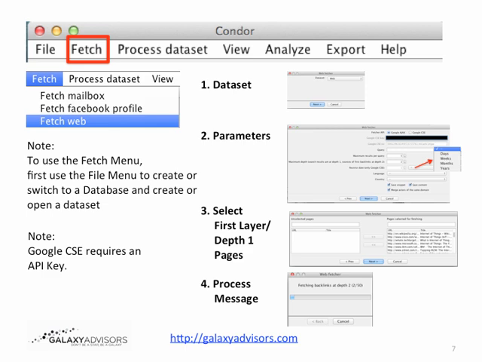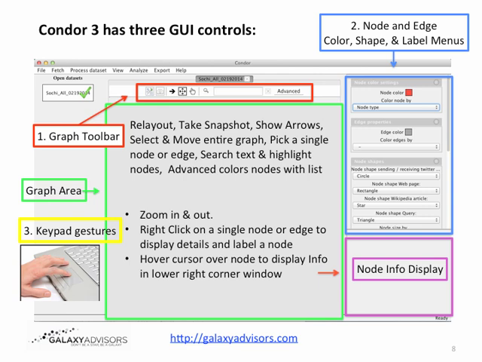Overall, it assumes that you're going to start with the File menu twice. You're going to switch or open an existing database. You're then going to go to the File menu and open an existing data set or create a new one. And again, the Google CSE requires a special personal API key.